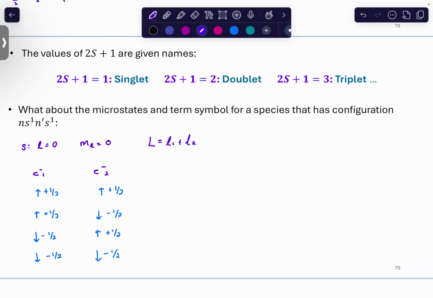Okay, so here your M sub S is going to be 1/2 plus 1/2 equals 1. Your L is going to equal 0. Your spin is going to equal 1. Okay, so at this level, M sub S is going to be 1/2 minus 1/2, so that's 0. Spin 0.